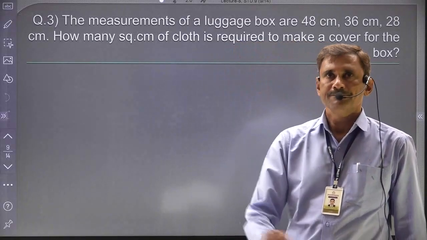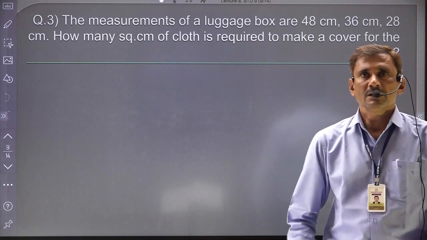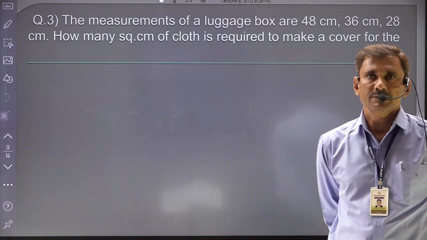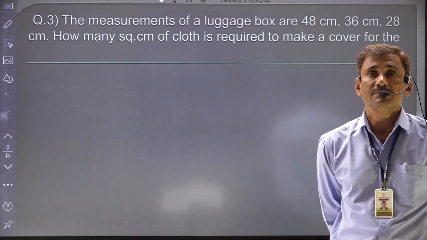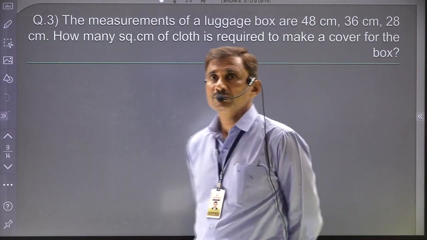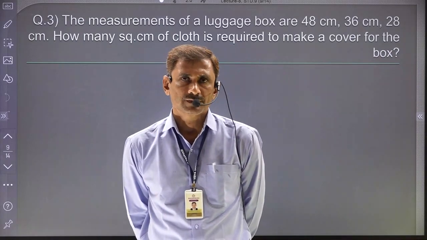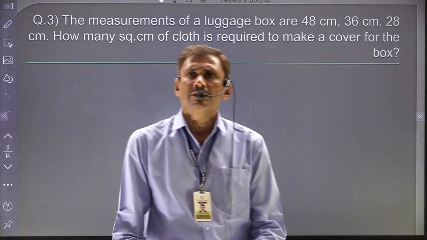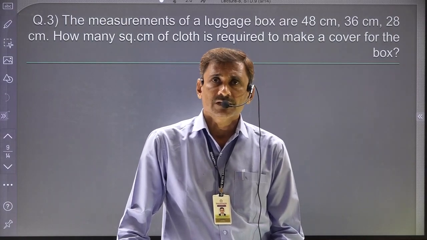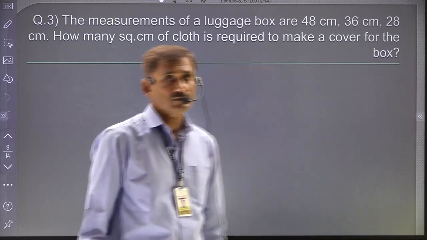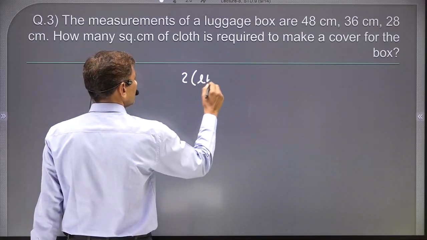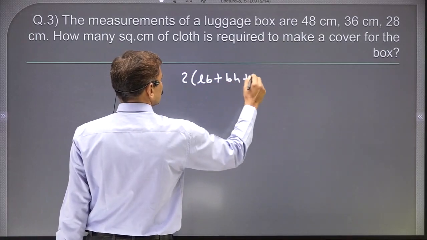Okay, understand. 3. The measurement of a luggage box is given as 48, 36 and 20, means L, B, H. All three measures are given. How many square centimeters of cloth are required to make a cover for the box? Obviously, all three sides are given. How much cloth means surface area is required. Surface area means total surface area required. So you can find it very easily, the formula will be 2 times (LB plus BH plus LH).